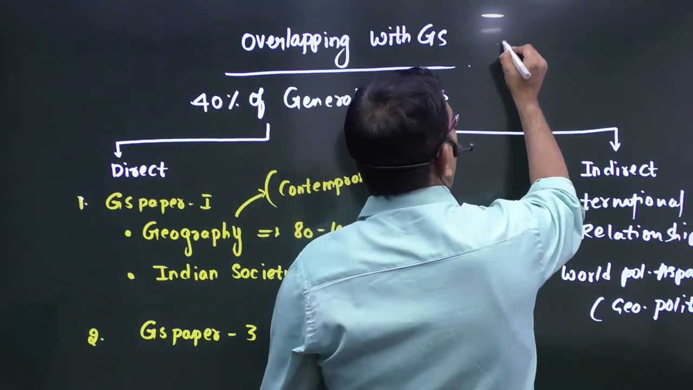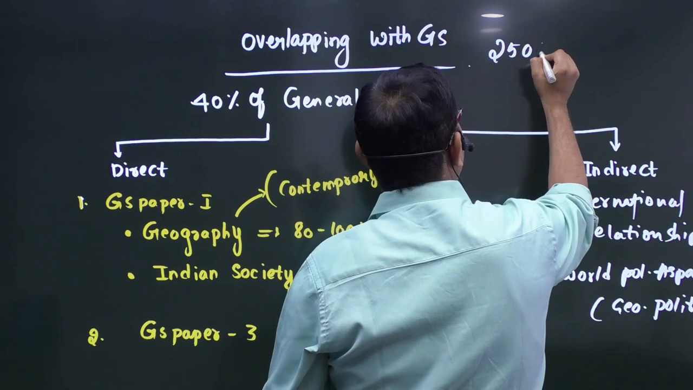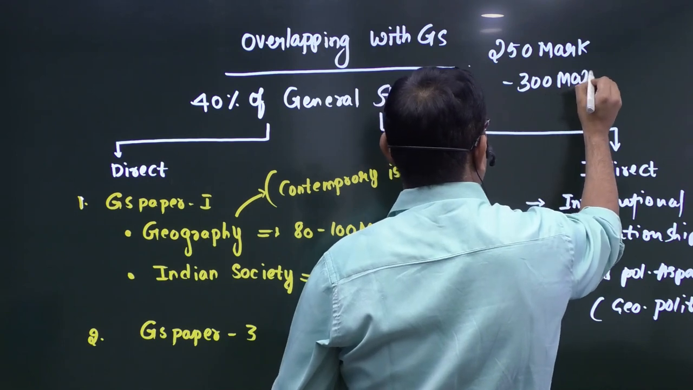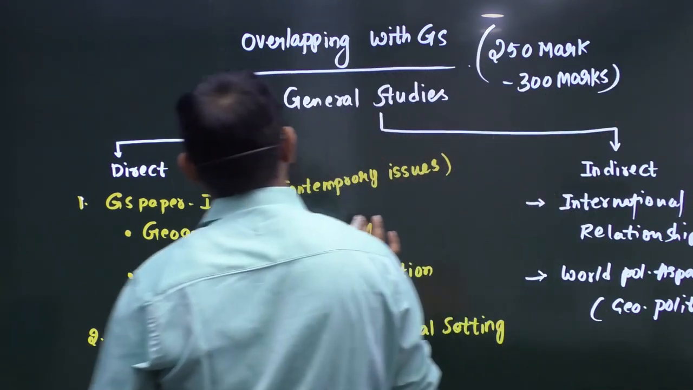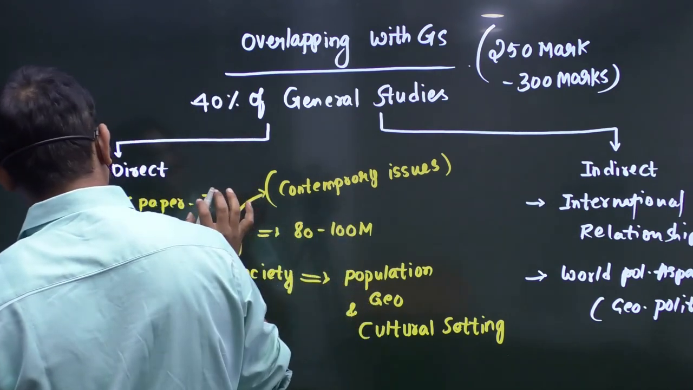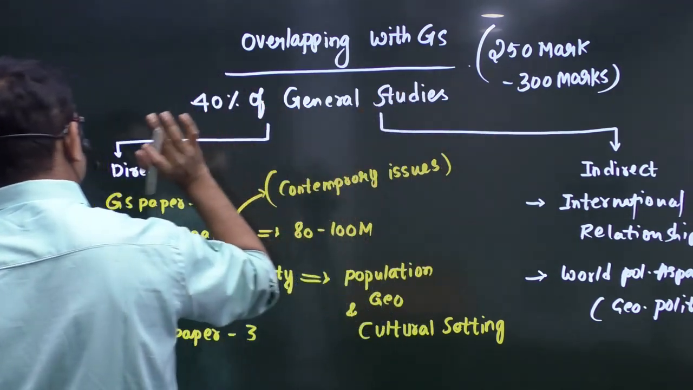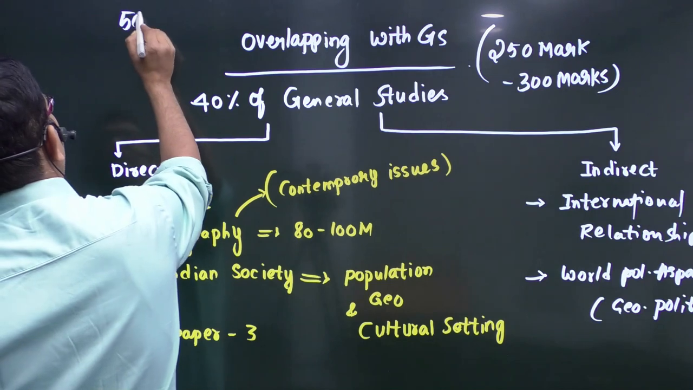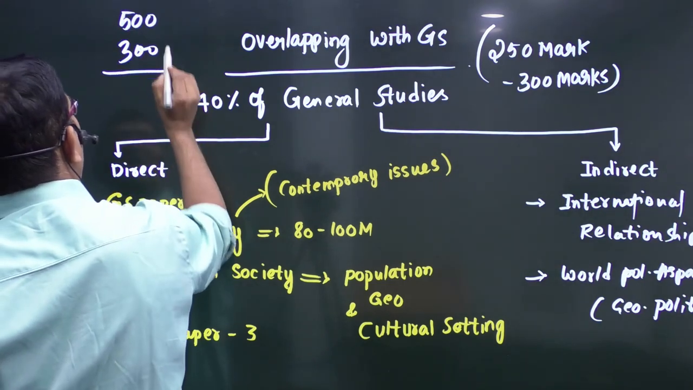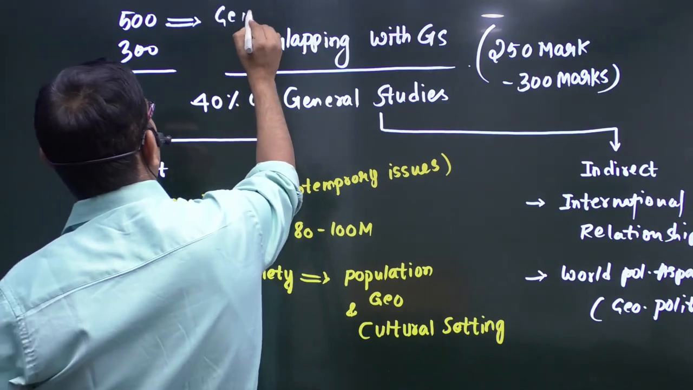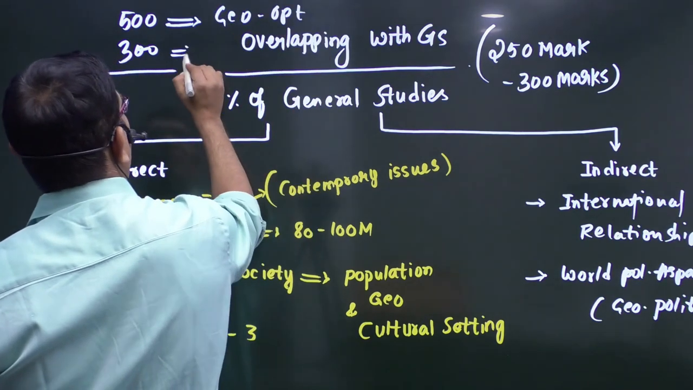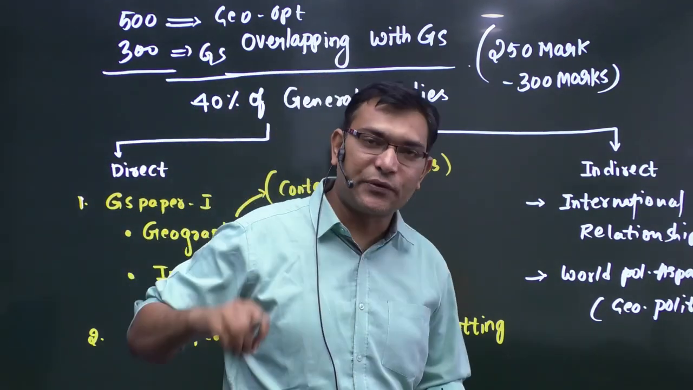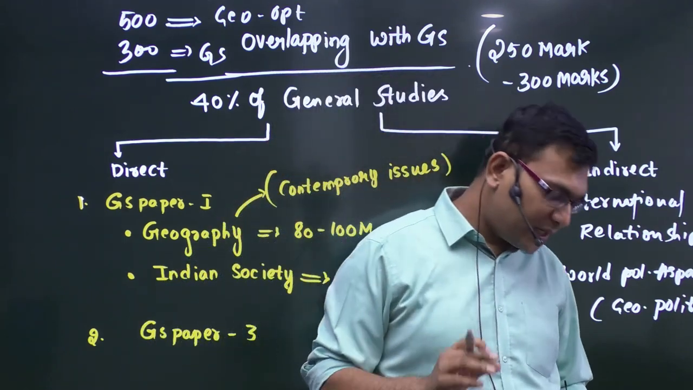Almost 40%, meaning almost 250 to 300 marks in the GS are from the geography optional. Am I right? I'm roughly calculating it. So 500 plus 300 marks you are preparing. If you are preparing for 500 marks of geography optional, then almost 300 marks is ready in general studies. This is the great advantage that you have. That is the first advantage.